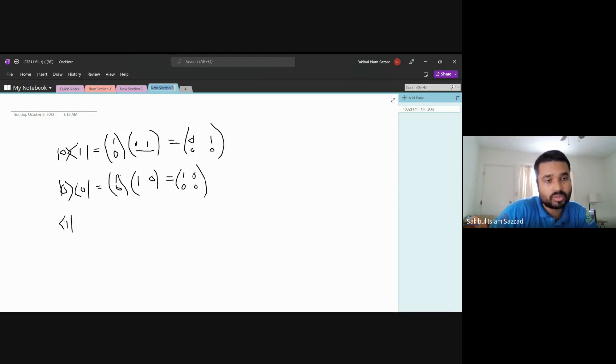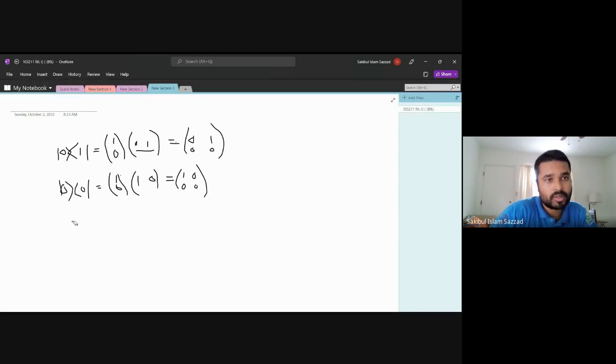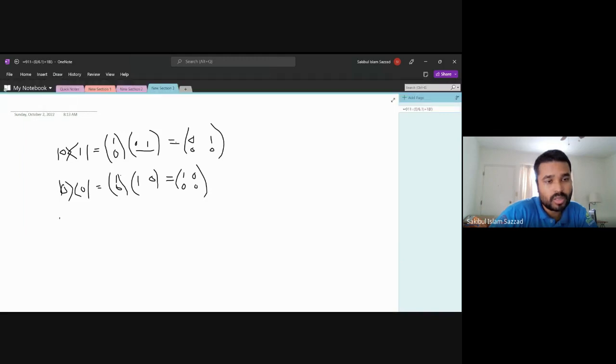No, it should be ket-bra notation. I have written bracket notation, but it should be ket-bra notation. So ket 1 and bra 0.